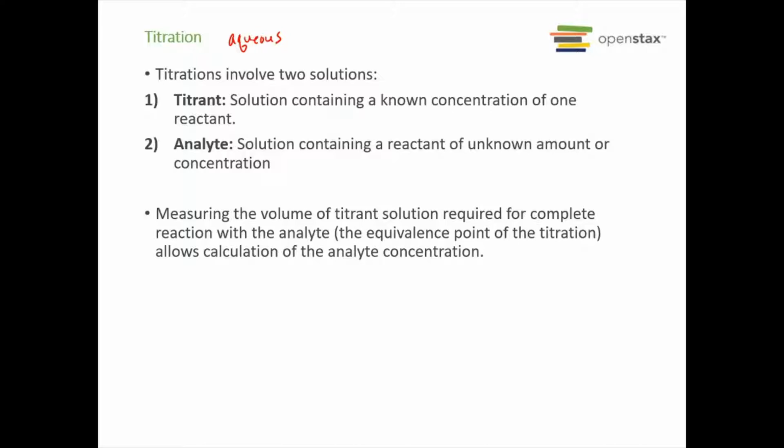And then you have the analyte, which is a solution that has a reactant that you don't know how much of it is in the solution. You don't know its concentration. You maybe know what it is, but you don't know how much of the analyte there is. Titrant, you know what it is, you know how much of it there is. Analyte, you don't know how much there is. So what you have to do is measure the volume of titrant solution required to completely react with the analyte. This is called the equivalence point. And then this in turn will let you calculate the analyte concentration. So we're going to go through it and explain what all this means.